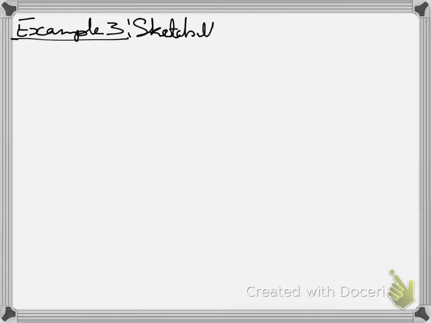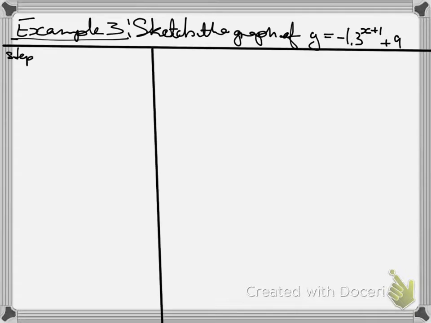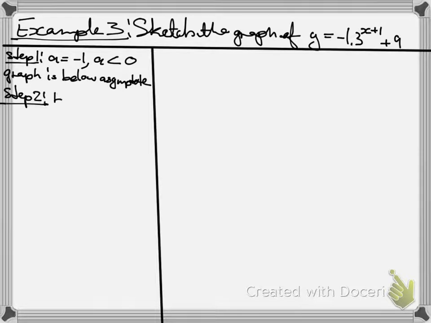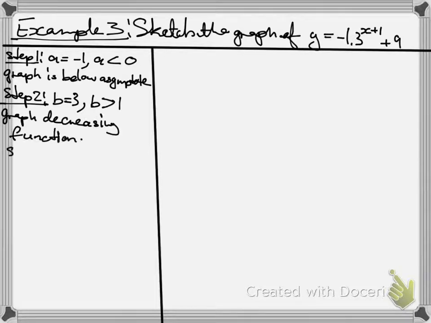Example 3: sketch the graph of y equals negative 1 multiplied by 3 to the power of x plus 1, plus 9. Again, our a here is less than 0, which means the graph will be below the asymptote. And then step 2, b is greater than 1, so the graph is going to be a decreasing function. Step 3, we find our x-intercept.